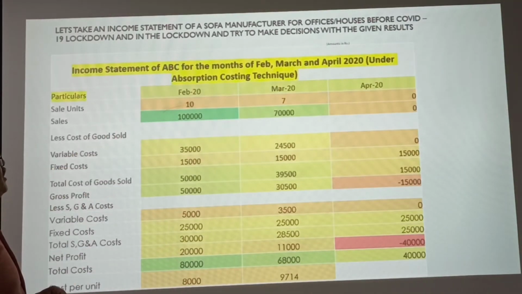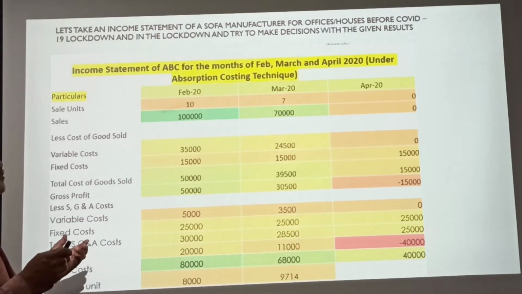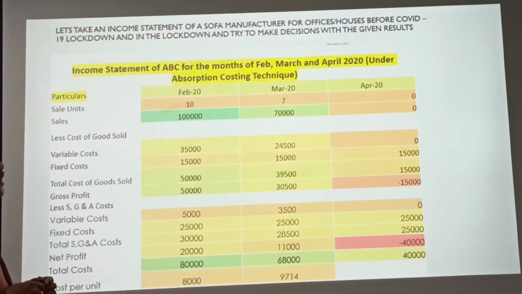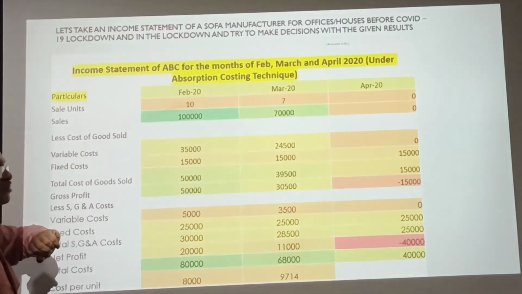In the month of February, when there is no lockdown, when the corona was not rampant, when the lockdown was not announced, he could produce 10 units and the sales value is 1 lakh rupees.